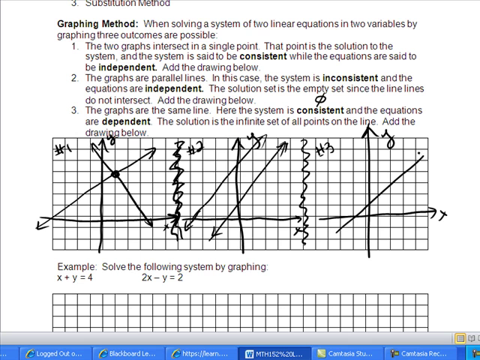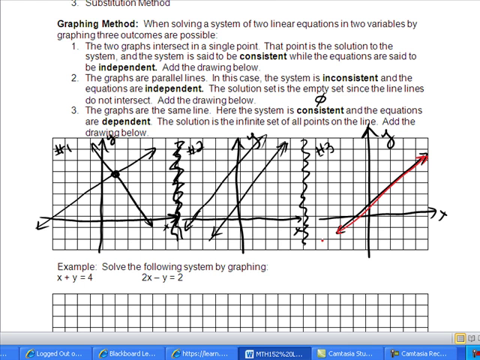Alright, so we have a system here we're going to solve by graphing. We have x plus y equals 4, and I'm going to use different colors. Let's use red for that one. And we have 2x minus y equals 2. I'm going to get these in slope-intercept form. So y equals minus 1x plus 4. And I'll add the y and subtract the 2: 2x minus 2 equals y.